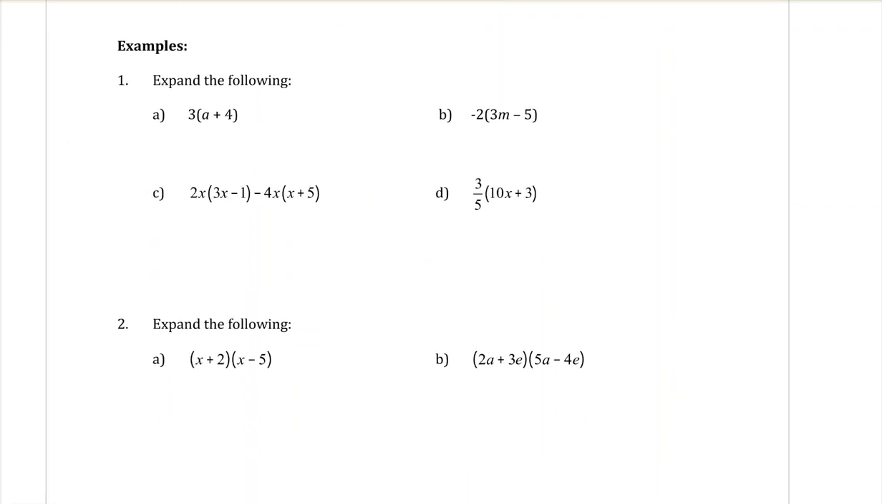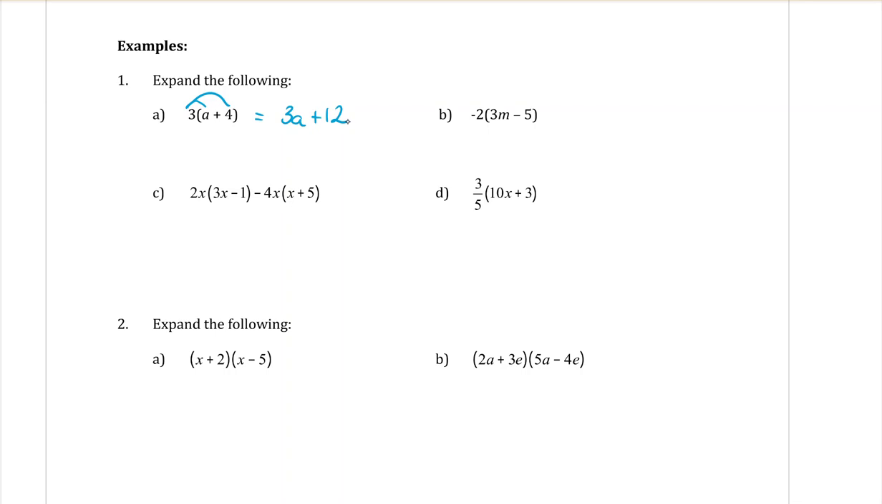Okay, so let's have a look at our examples. We want to expand the following. Start with some easy ones and work our way up. So the first one is a normal distributive law. I want to times the 3 into that bracket. So I'm going to go 3 times A is 3A. Some of you may still like to draw those little arcs in there to remind yourself what you're doing. Then I have a plus sign. 3 times 4 makes 12.